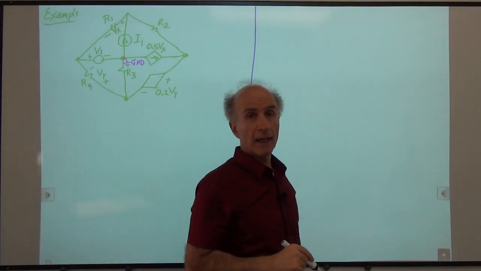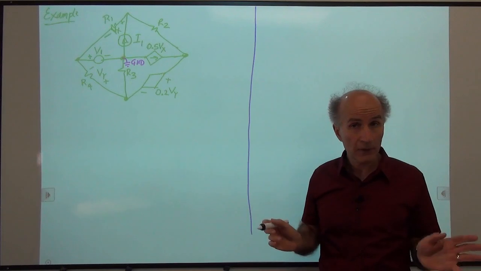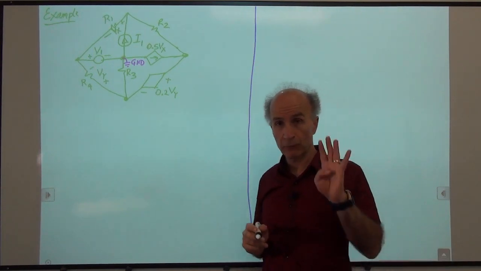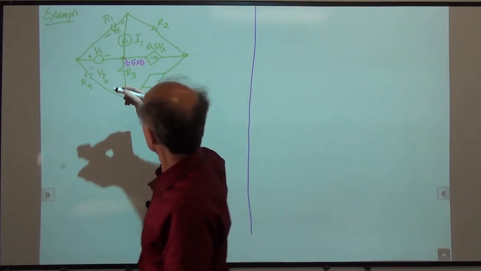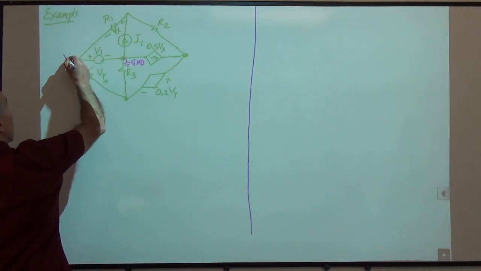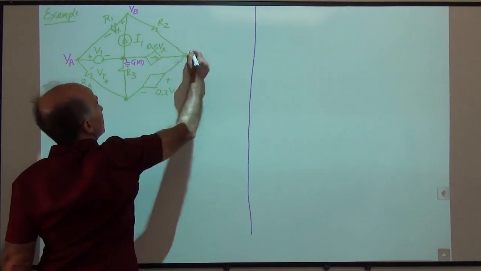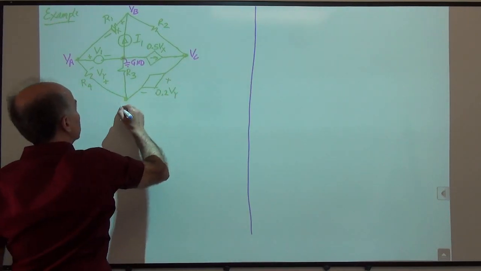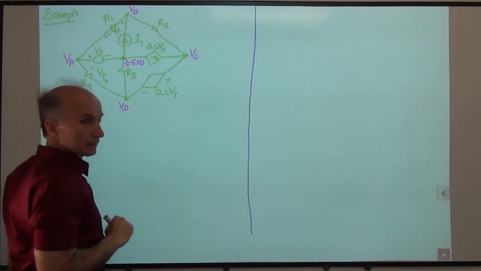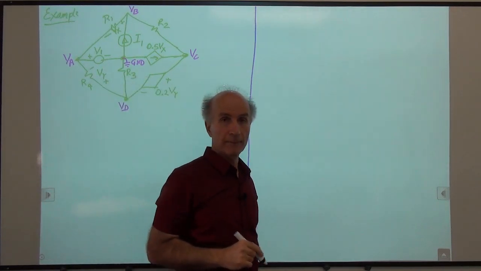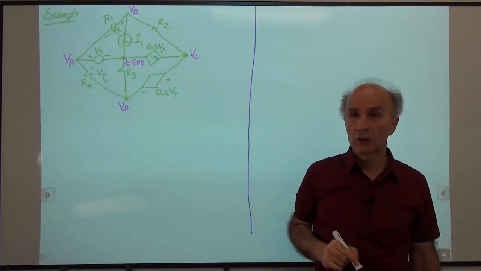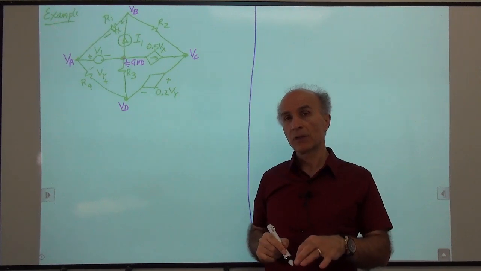Step number two, assign voltages to all the other n-1 nodes. We have four other nodes left, right? So we'll just go ahead and call these VA, VB, VC, and VD. Four nodes. Step number three, write the currents through the branches, if we can.